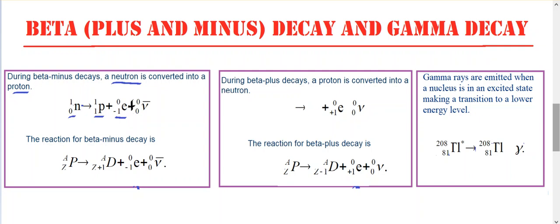The nucleon number is not affected as it goes from 1 to 1, with the electron not contributing any mass, only a charge. Right here we see an antineutrino. Antineutrinos have no mass and no charge. So what is their purpose? They are there to conserve energy and momentum.